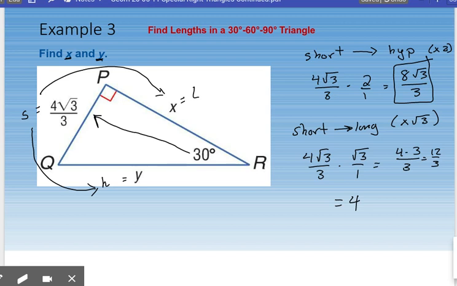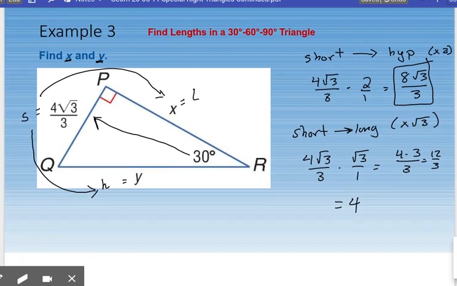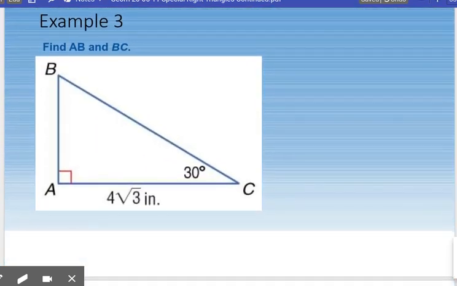My hypotenuse is 8 square root of 3 over 3. The long leg is 4. All right, let's go ahead and look at another example. I do want to point out, the key is you're always working with the short leg. The short leg is going to be a part of each deal. So I start here. We have this triangle, triangle ABC. Now they want us to find AB, this one, and they want us to find BC, the hypotenuse. So once again, we're finding both of those.